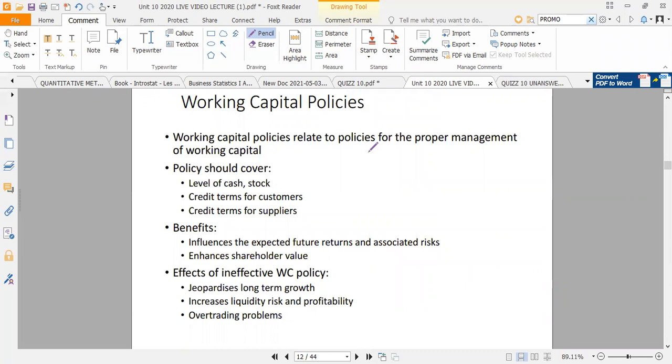Now, working capital has policies. These policies are all related to the management of working capital. Number one, they cover the level of cash and stock. They also cover the credit terms for the customer and the credit terms for the supplier. So you may have a working capital policy with regulations that benefit the shareholders in enhancing shareholder value, and they also help influence the future returns associated with risks. They're mainly put into a document that ensures that whoever is managing the stock follows the policies that are put in place.